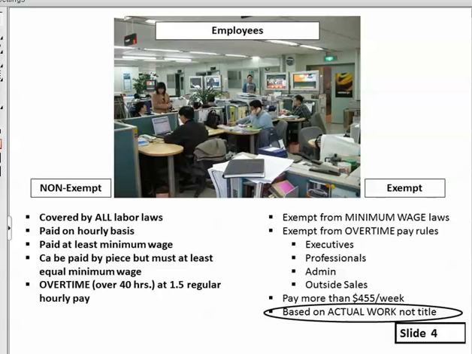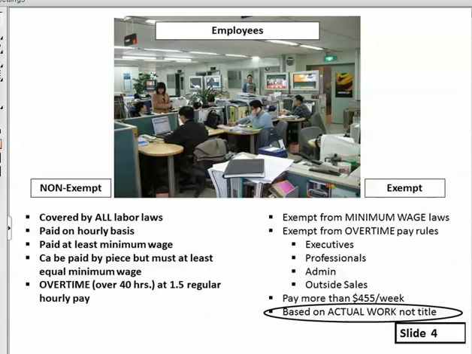Same thing's true for professors, by the way. Anyhow, so we have a group of people who are paid by salary. The major restriction there is that in order to be salaried, the person must be making more than $455 a week currently. Okay. Now, if the Internal Revenue Service or the Department of Labor gets involved in evaluating the employee, they're not going to go by the employee's title. Instead, they're going to examine the kind of work the employee does. So that determines whether or not they're exempt.